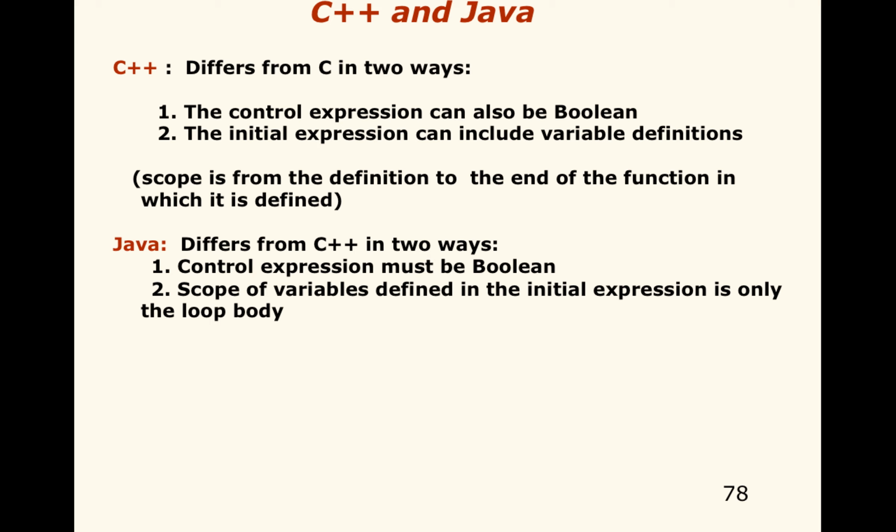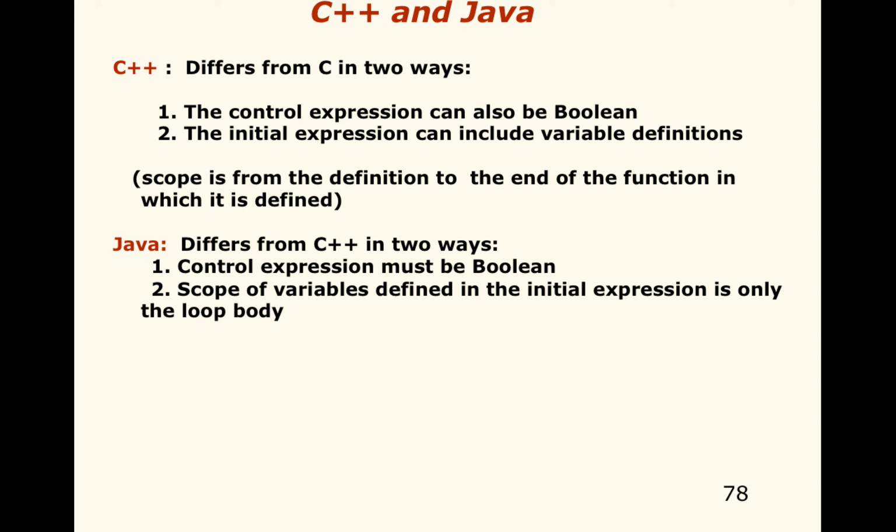So the scope is from the definition to the end of the function in which it is defined. This is the function of the particular control structure, not a function in this particular statement. So if I did int i is equal to 0, I can't reuse i inside of that control structure. If I declared int i and then in the control structure said i is equal to 0, then I can reuse i, but i doesn't have a value yet. It's unassigned. Java differs from C++ in two different ways.